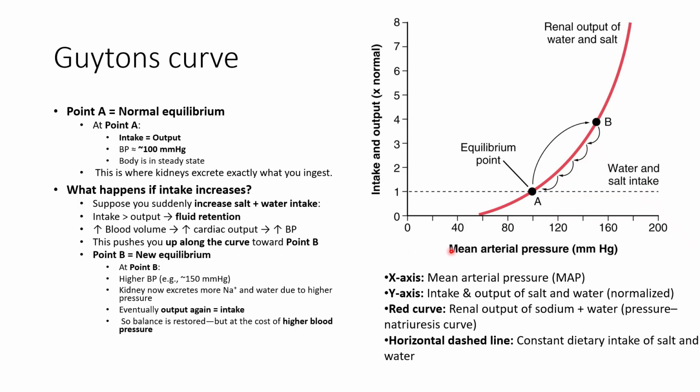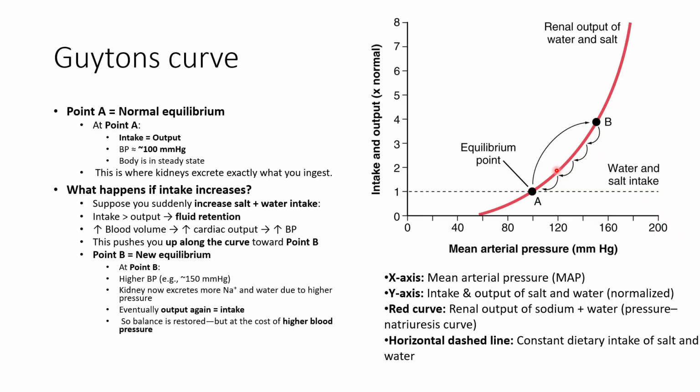Now what will happen as your salt intake increases? For that, first see what this graph is representing. On the x-axis is the mean arterial pressure, and the y-axis is the intake and output of salt. The red curve is the renal output of sodium plus water, basically the pressure natriuresis curve. And this horizontal line is the dietary intake of salt. Suppose you suddenly increase your salt intake. Then we are past this equilibrium point where intake was equal to output. Before this, the intake is less than output. Beyond this, the intake is more than output.